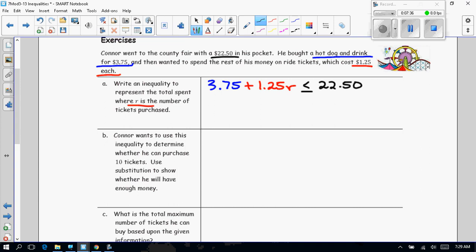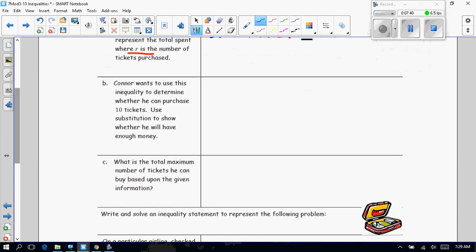All right, let's see. Connor wants to use his inequality to determine whether he can purchase 10 tickets. So can he at least have 10 tickets? Well, let's find out. So we have $3.35 plus the $1.25 times the 10 tickets that he's going to possibly purchase. And we know that this is going to be less than or equal to $22.50. Let's see if that's true.